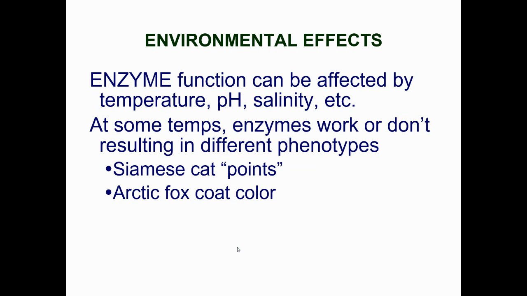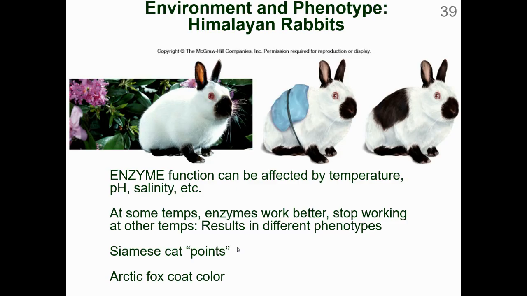So an example, the points in Siamese cats: that enzyme that lays down the pigment is only active at colder temperatures, and that's why you only get color at the extremities, because those are going to be a little colder. Arctic fox coat color depends on their temperature. The Himalayan rabbits are the example that they give you in the book.